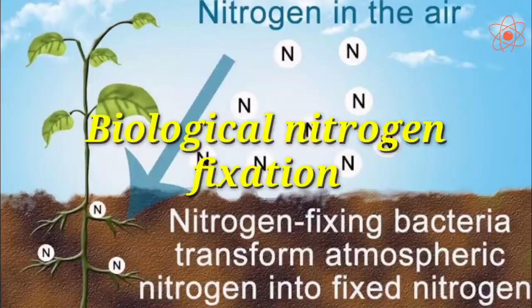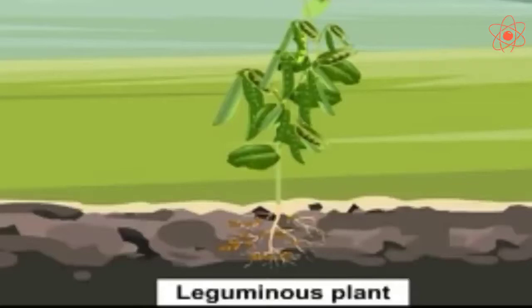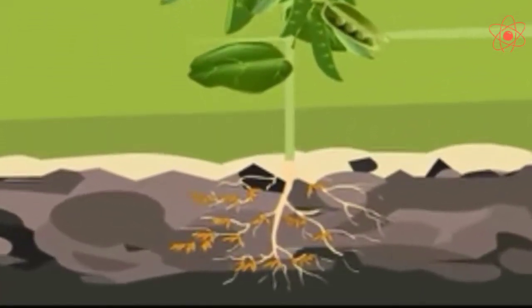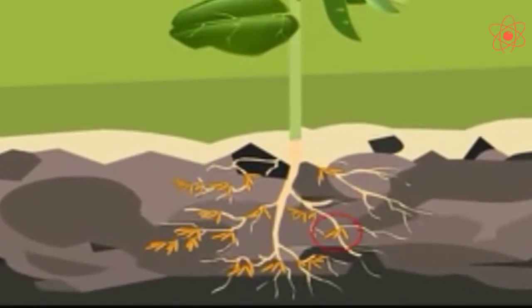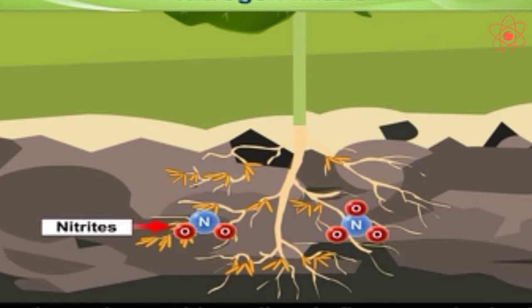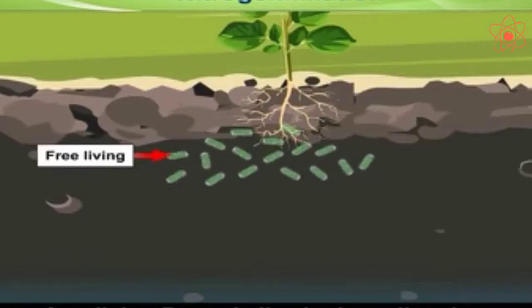Second, biological nitrogen fixation. Leguminous plants contain rhizobium bacteria in their root nodules. These bacteria can take atmospheric nitrogen and convert it into nitrogen compounds. Some cyanobacteria also fix atmospheric nitrogen into nitrates.